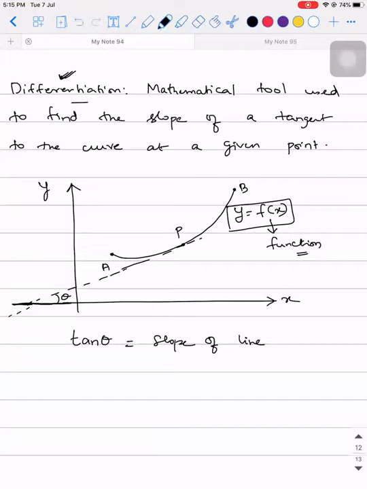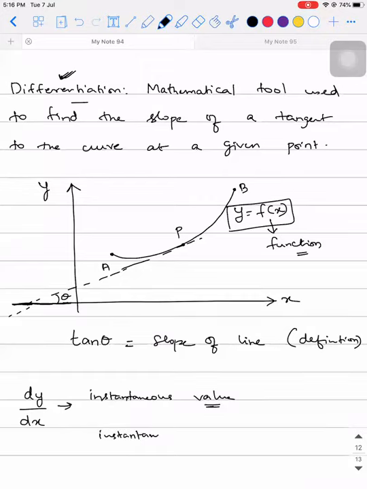See, listen, tan theta is going to give you the slope of the line, right? So the slope of the line, this is according to the definition of slope. Then what differentiation actually means is dy divided by dx. If you are able to write something like dy by dx, this is called an instantaneous value. That value can be anything. Mathematically, instantaneous value means it is actually the instantaneous slope.